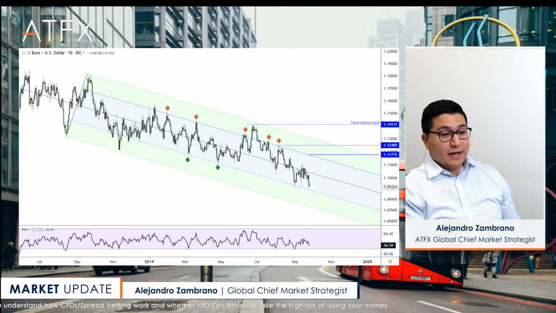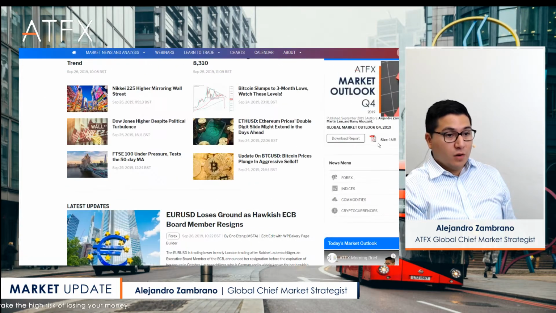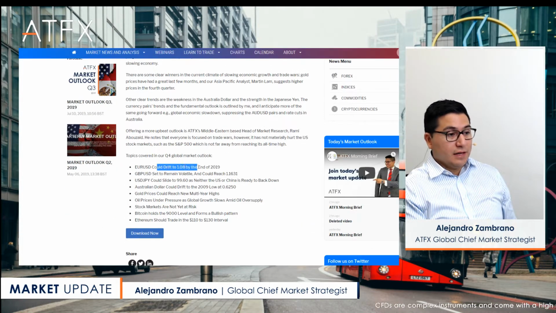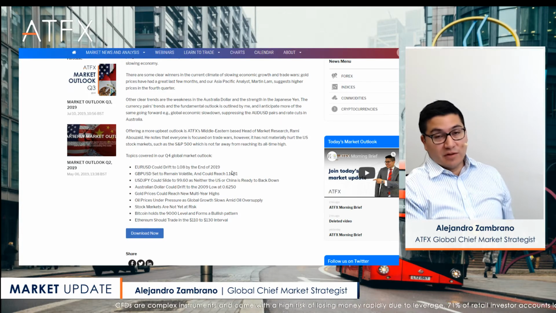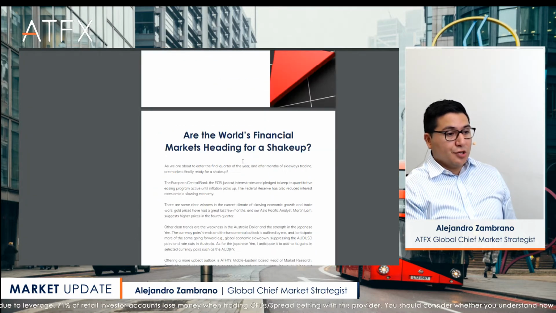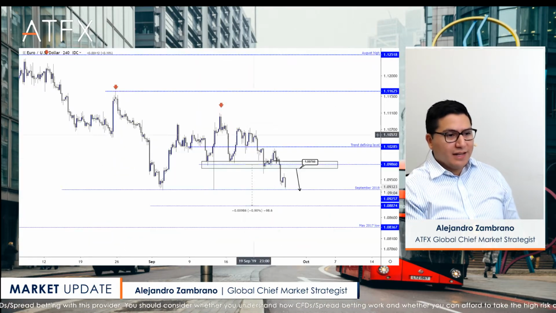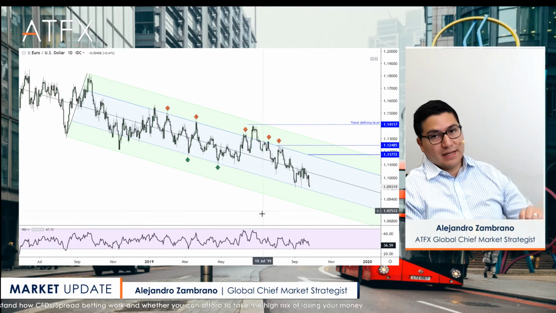I do have a long-term bearish outlook. In fact, in my quarterly market outlook, I talk about the likelihood that the euro dollar can drift down to 108, and I think you can potentially go lower. So I do think we can go lower, but again, it's probably not the best time to short sell down here, especially as this has been dominating.